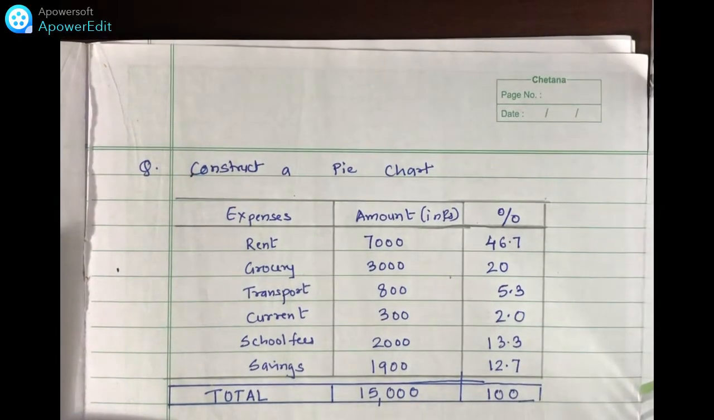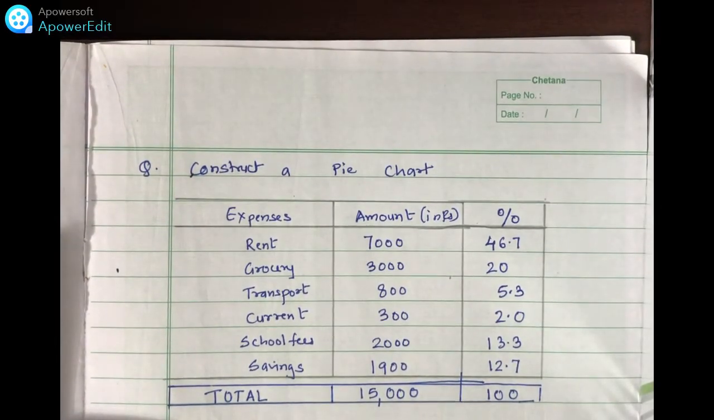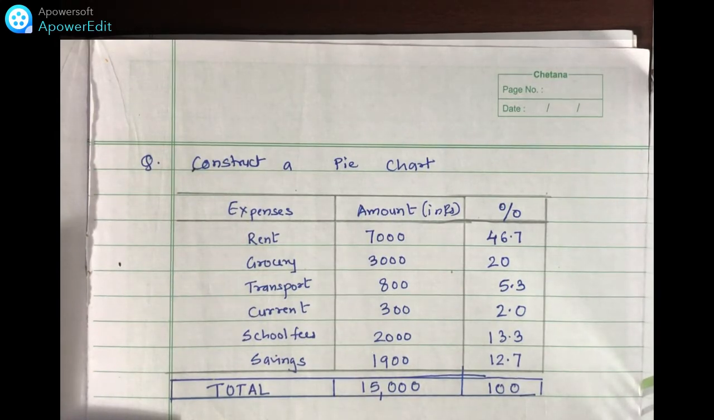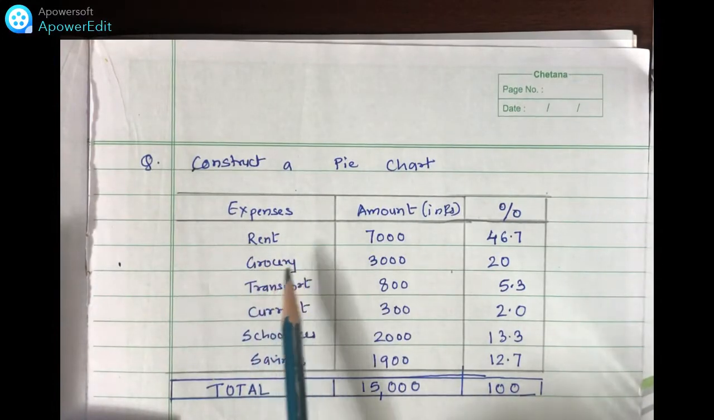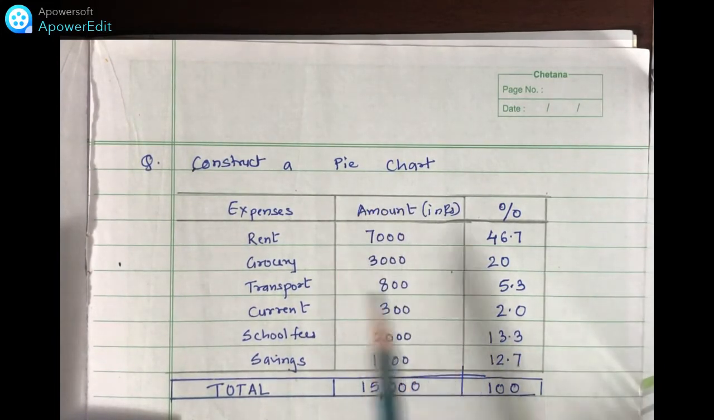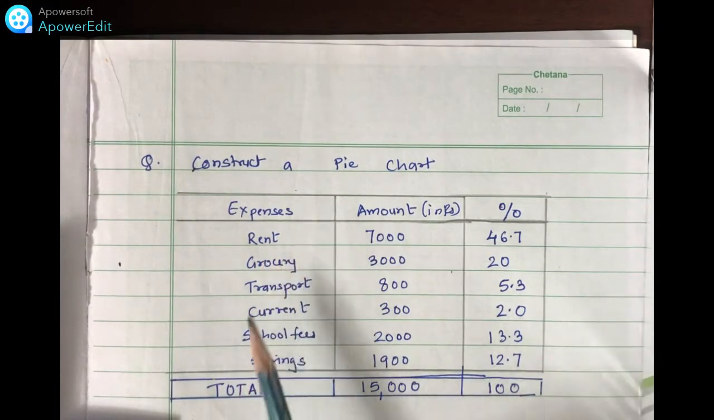Hello students, we are going to see how to construct a pie chart. This is the data that is being given to us. The first column shows us the expenses that are being incurred on certain items, for example, expenses on rent, grocery, transport, current expenses, school fees and savings. And this is the amount that is being spent on these items.